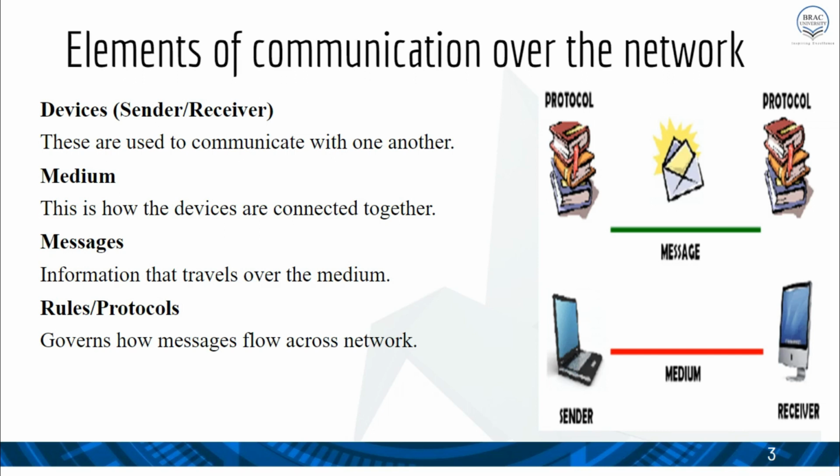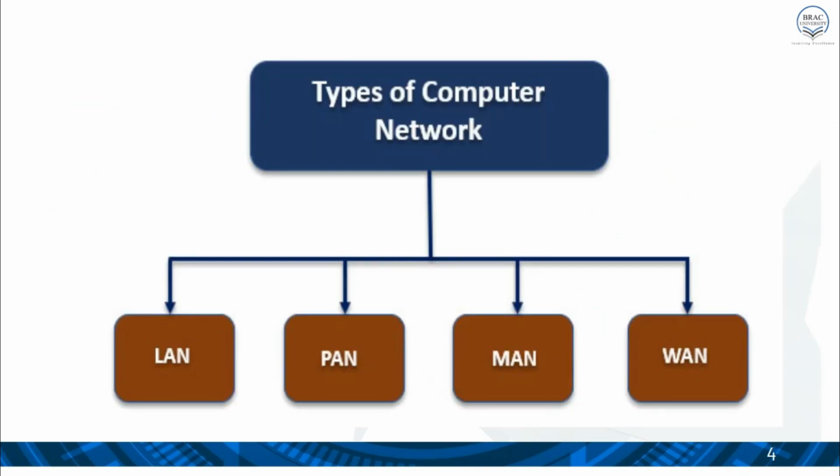Then the next element is messages. Messages basically represent the information that passes or travels from one device to another. And the last one is protocols. Protocols basically are a set of rules that governs how the messages flow across the network. It is not limited to how the messages flow across the network. It also includes what messages flow across the network and when the messages flow across the network.